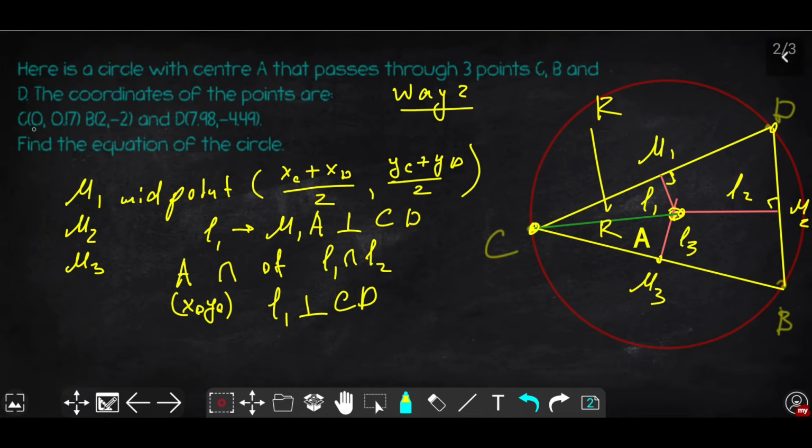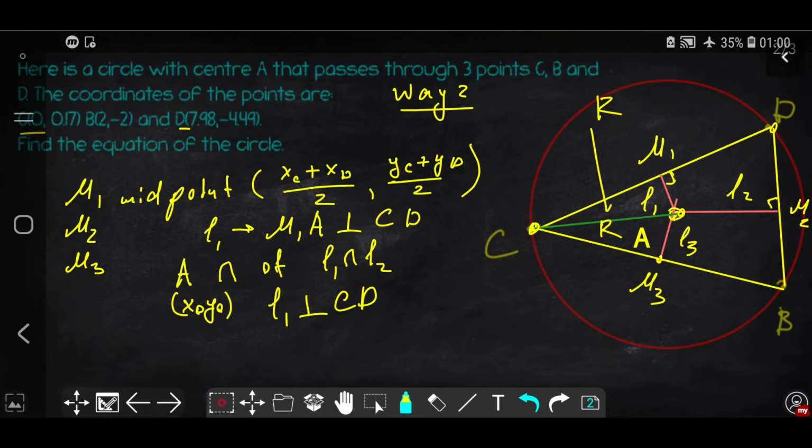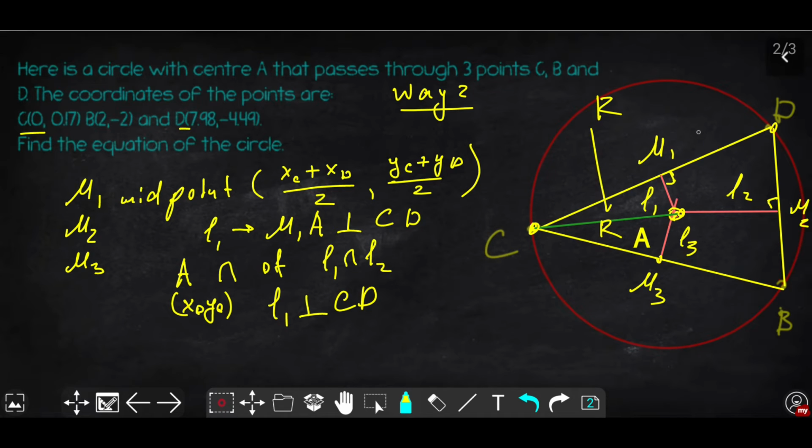Let it be, for example, 3 over 4, right? So the gradient of line L1 is going to be a reciprocal because this line segment is perpendicular. It's a perpendicular bisector. Bisectors, by the way, split the midpoint, so that's why it splits the segment CD into 2 equal halves, so that's why M1 is the midpoint, by the way.